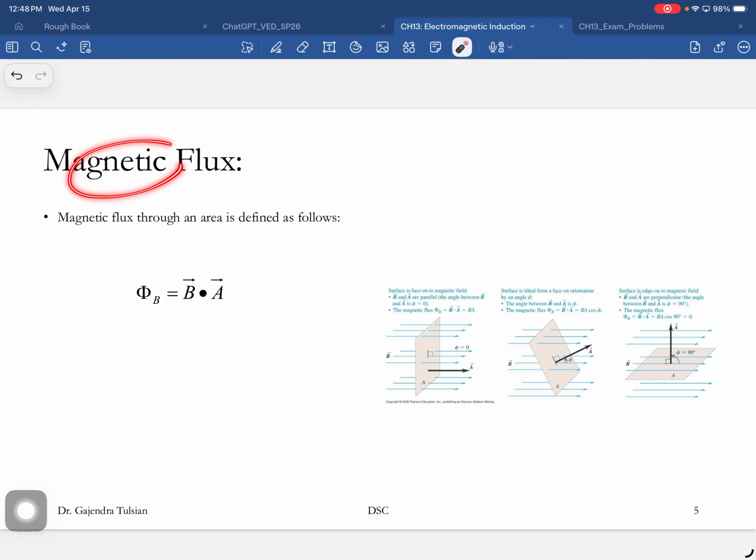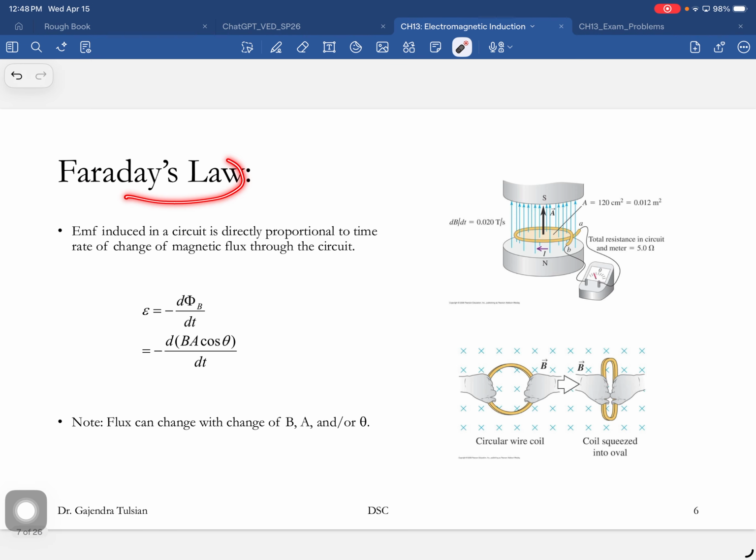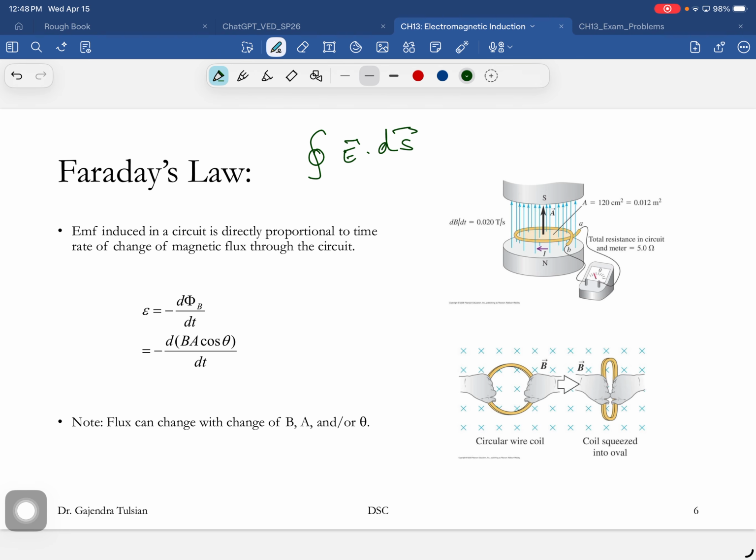Okay, so now that we have defined magnetic flux, Mr. Faraday tells you the following. The EMF, this EMF is that line integral that we said, and that's the EMF. The EMF induced in a circuit is equal to the negative of the time rate of change of the magnetic flux.